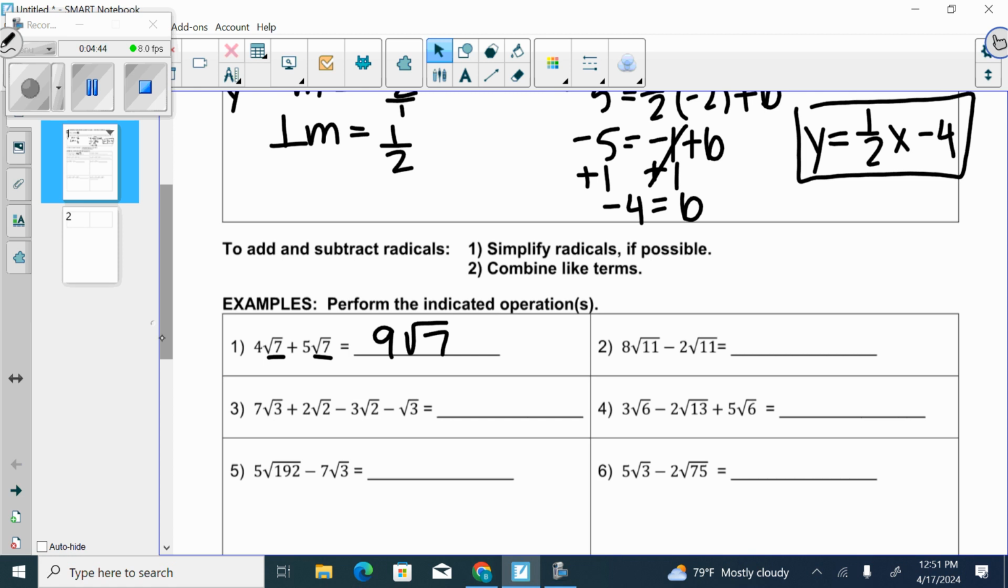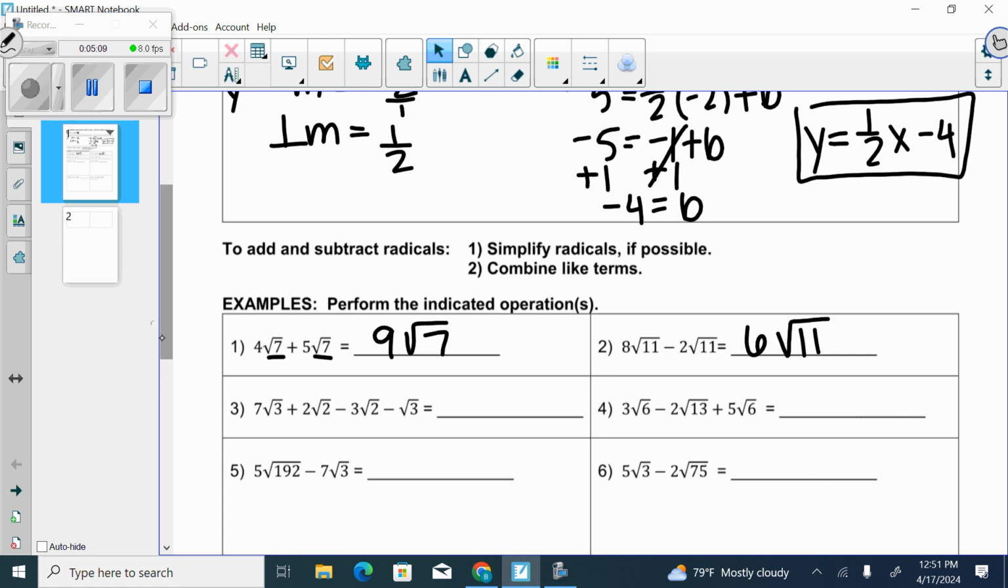Okay? All right, on number 2. I got square root of 11. So are these like terms? So can I subtract? 8 minus 2 would give me 6. Do I do anything with the square root of 11? Nope. So it's just 6 square root of 11. Okay.